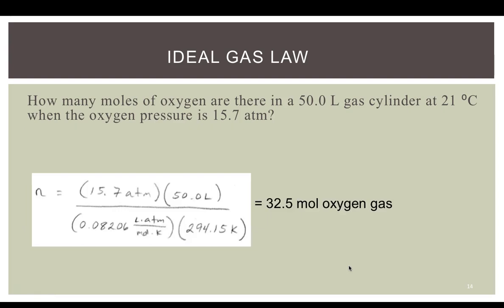We'll dump everything in. We've already checked our units before. We know the Kelvins will cancel out. We should end up with units of just moles. At this point, it's just putting the numbers into your calculator, and you should end up with 32.5 moles of oxygen gas in this 50-liter gas cylinder, at 21 C and 15.7 atmospheres. Sometimes it's a lot of words, but if you break it down into givens and finds, it makes your life a lot easier.